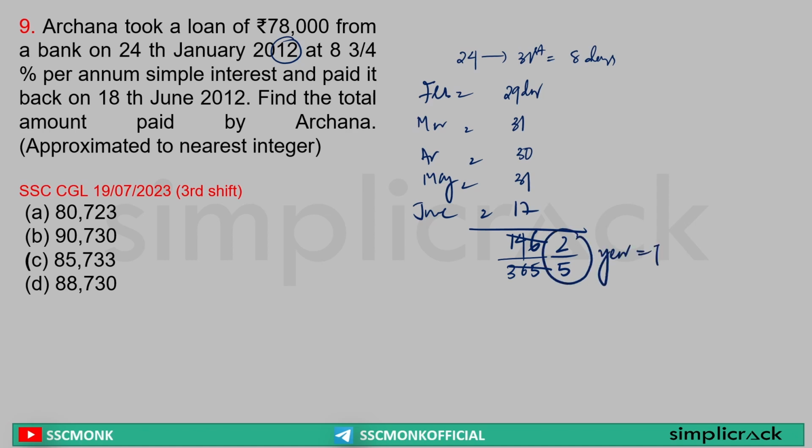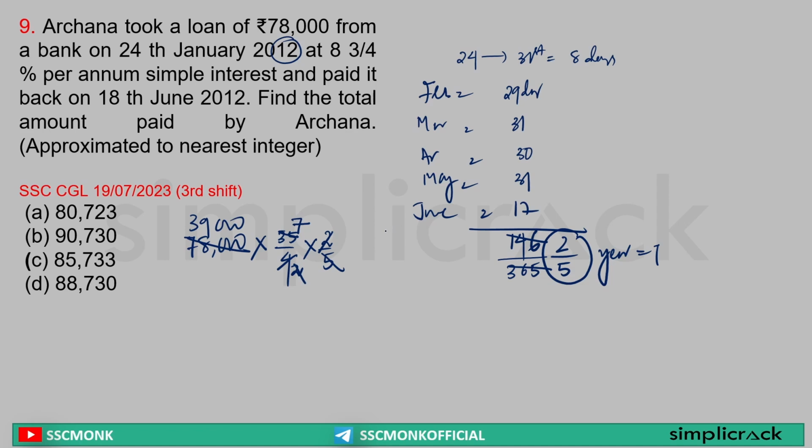The time. Sir, we know loan amount was 78,000 into rate of interest 8 3 by 4. Sir, this can be directly written as 4 8 is 32 plus 3, 35 by 4 multiply by 2 by 5. Yes or no? Yes, sir. Sir, 5 7 is 35. 2 2 is 4. Sir, 239,000 is equal to 78,000.